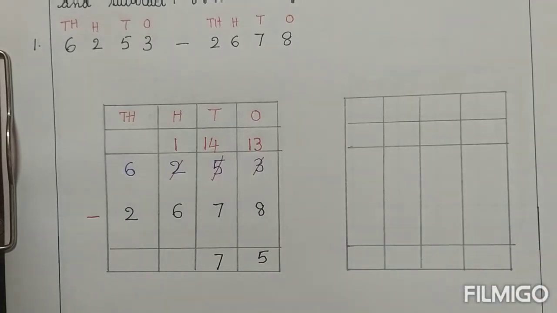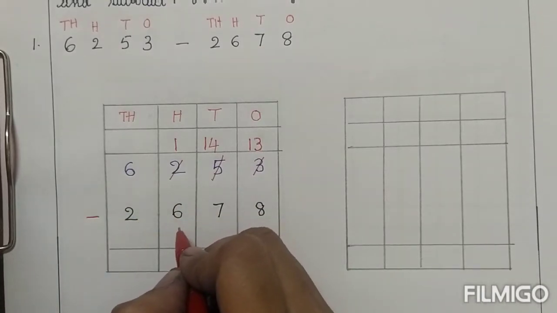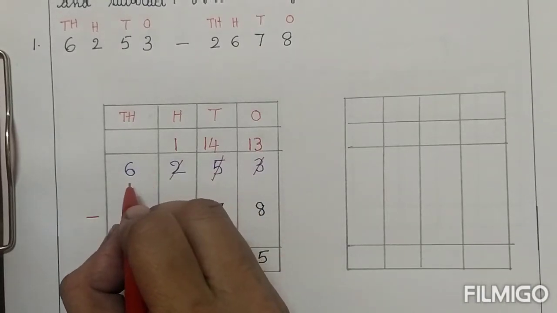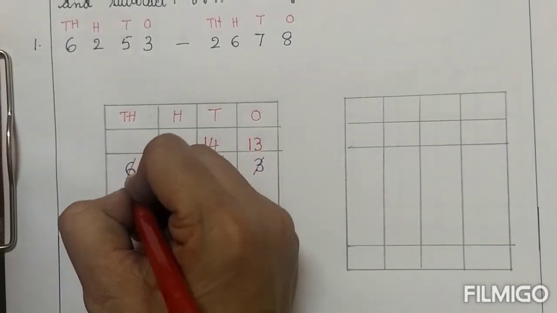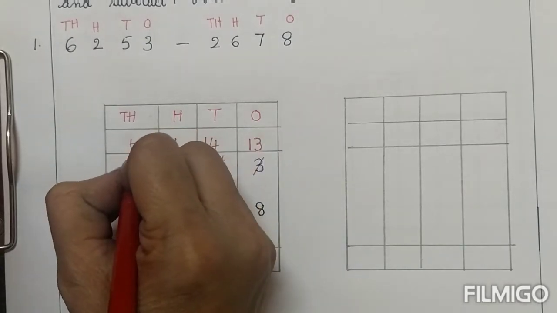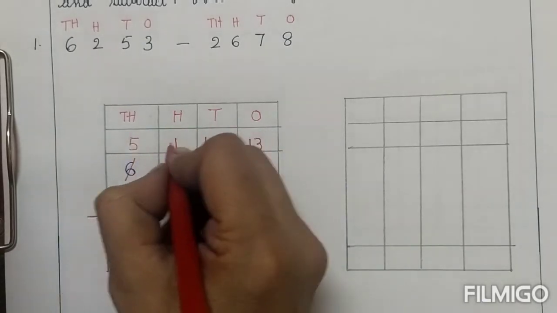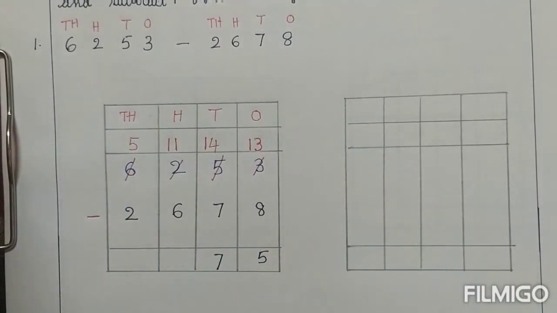Now check in hundreds column. What are the numbers? 1 minus 6. So again what we have to do? We should borrow 1 from the neighbor's column, that is from thousands column. So if we take 1 from this number, it will become 5 and this 1 will sit in hundreds column. Now 11 minus 6. How much is it? 5.